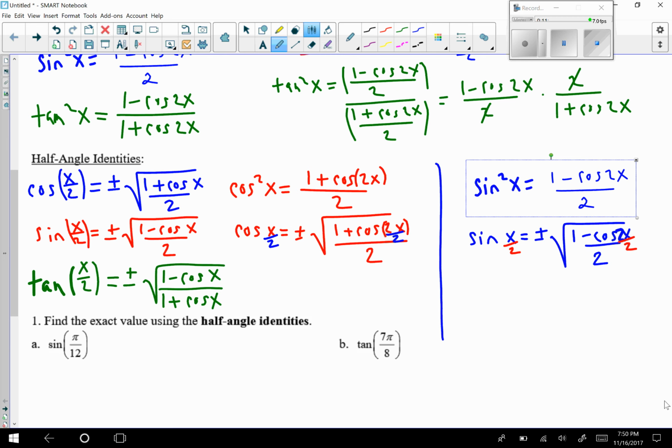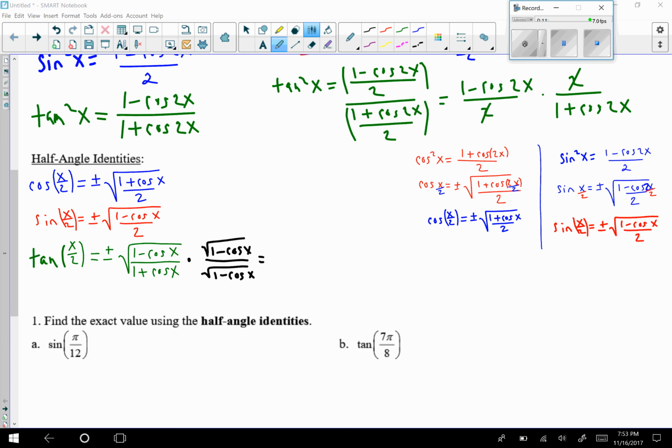Now, for the tangent half angle identity, we do have other forms of that. So if we were to rationalize the denominator by multiplying by the conjugate of the denominator, so root 1 minus cosine x over 1 minus cosine x, that would cancel out the denominator. So just to show you the other forms that we have, I'm going to just set them equal.